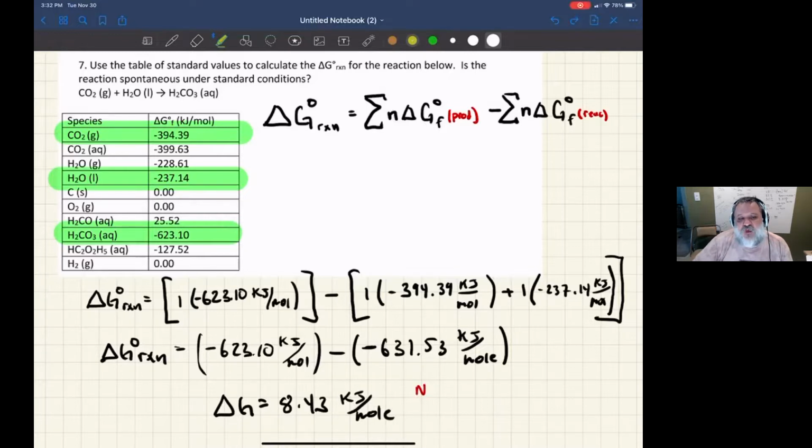And so the question asks us, is it spontaneous or non-spontaneous? And delta G is positive, so it's non-spontaneous under these standard conditions. Okay.